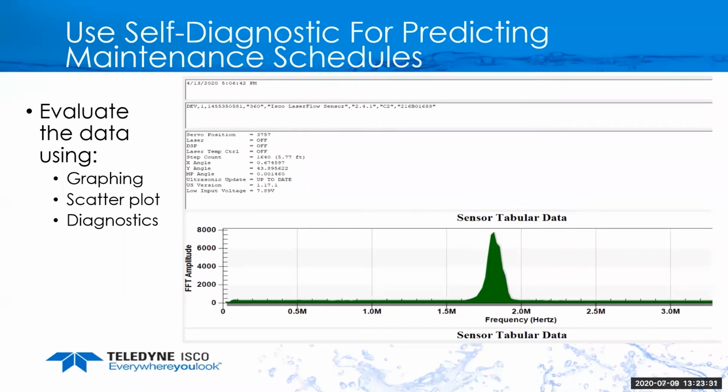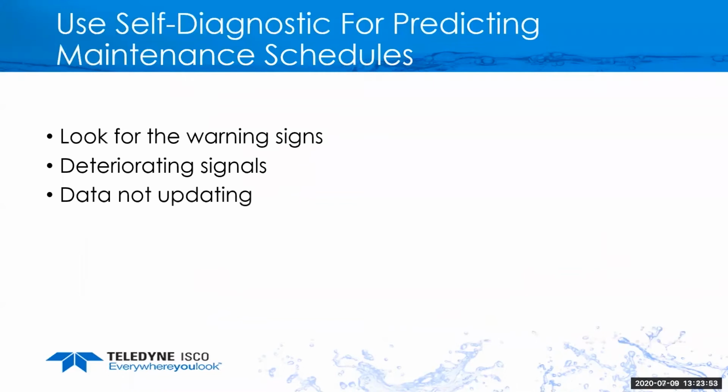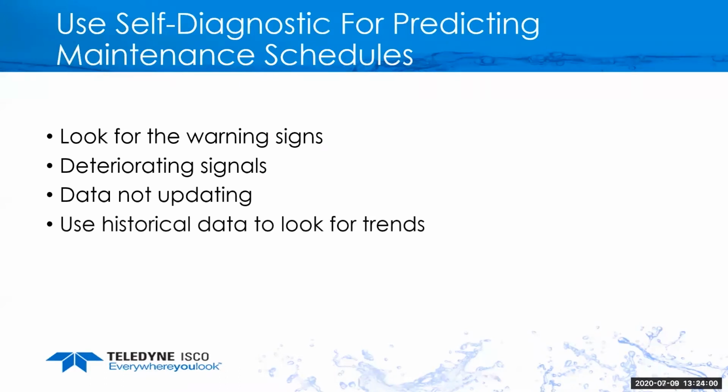So a lot of questions on some of this. And this data right here in this diagnostic is like an MRI that tells me exactly what that laser sees. Okay, what do we want to do? We want to look for the warning signs. We want to see what's happening. We want to look for deteriorating signals. We want to also look, is my data not updating? So am I not getting my data? Is it not pushing in? That could be related to cellular things. So things like that. We use historical data also to look for trends.